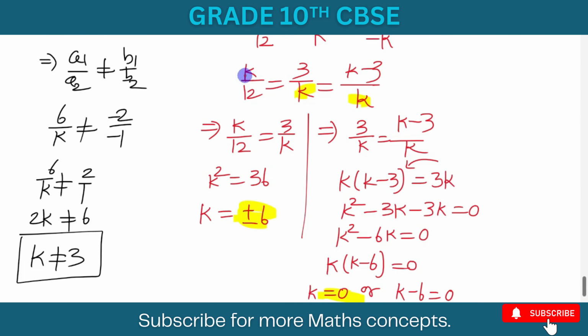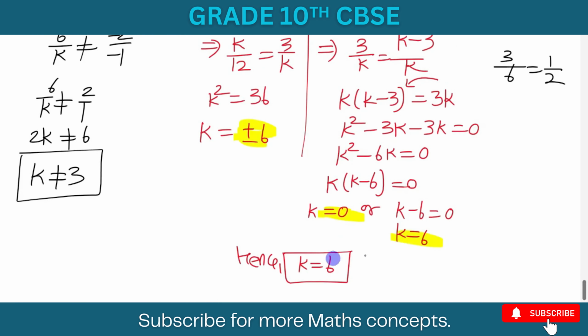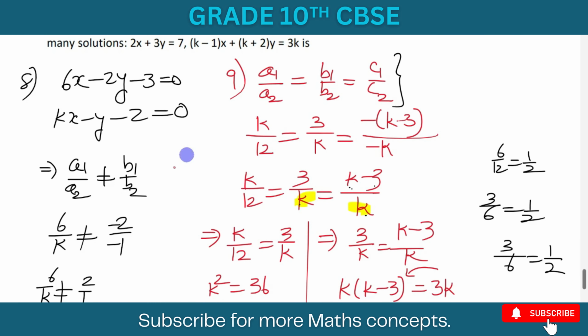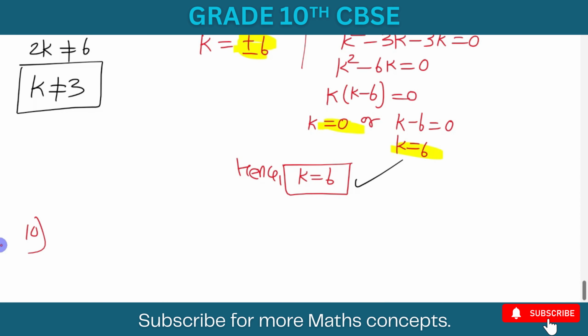If I put k equal to 6, 6 by 12 is half. Here, putting k equal to 6, 3 by 6 is also half. Here I put k equal to 6, 6 minus 3 is 3, and 3 by 6 is also half. All are coming the same: a1 upon a2 is equal to b1 upon b2 is equal to c1 upon c2. That's why this is the final answer. We should always check like this. If there is any confusion, see this question one more time, and after that if any doubt is there, feel free to ask in the comment section.